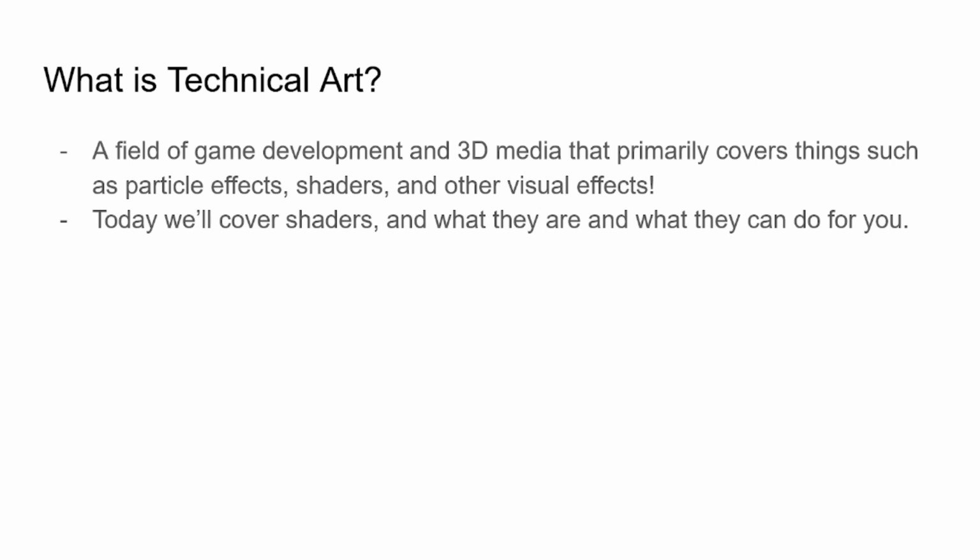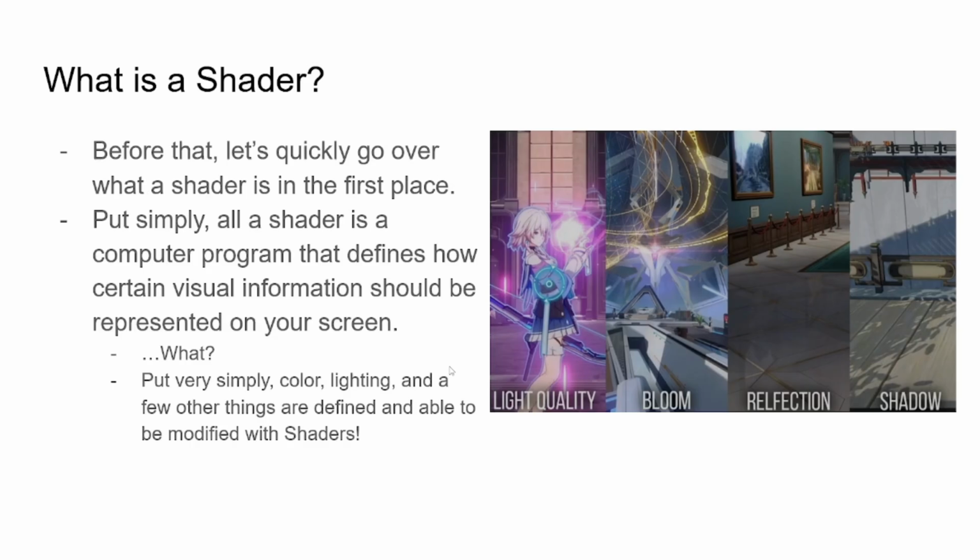So what are shaders and what can they do for you? Simply put, a shader is a computer program that defines how certain visual information should be represented on your screen. Things such as color, light, and other things are defined under shaders. You can see here on the right, we have an example of some of the different things that are defined by shaders.